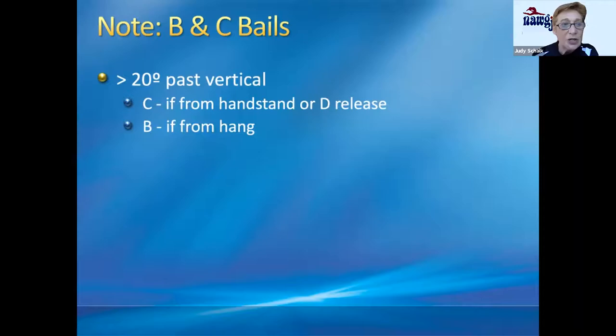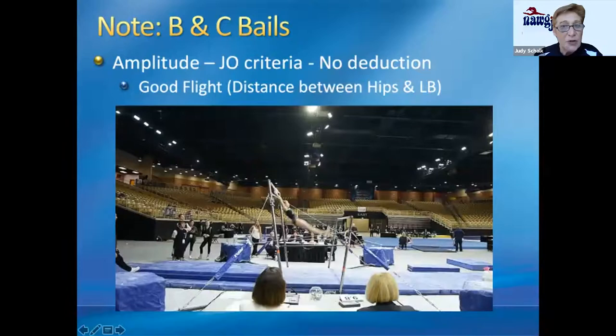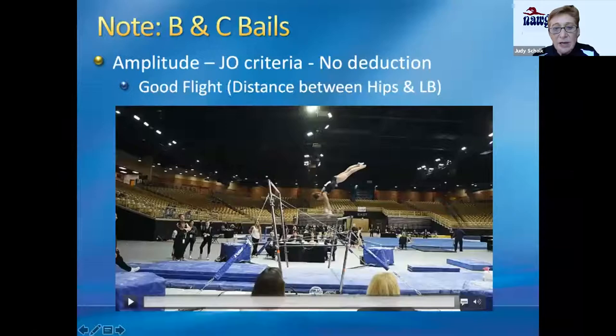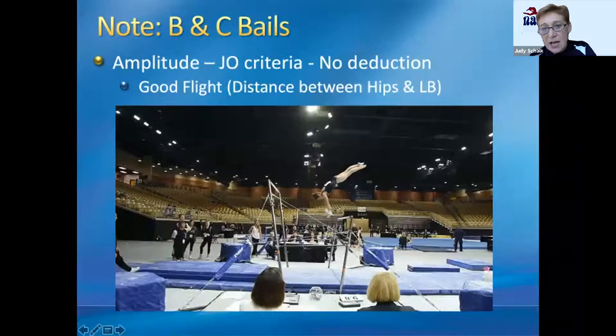The JO criteria for amplitude for no deduction is good flight. That is good distance between the hips and the low bar. Now, when I was describing the good height on the bale to a handstand, she would need to get her hips in a straight line above the bar, and that would be good flight. Now, this is fine for amplitude of flight. Remember now, if it does not get quite that high, it's been devalued to a B or a C already.